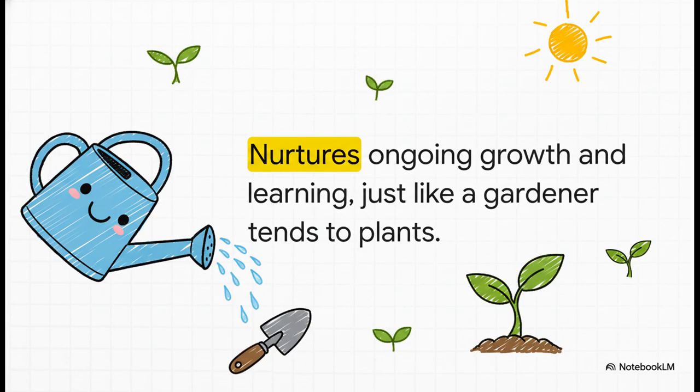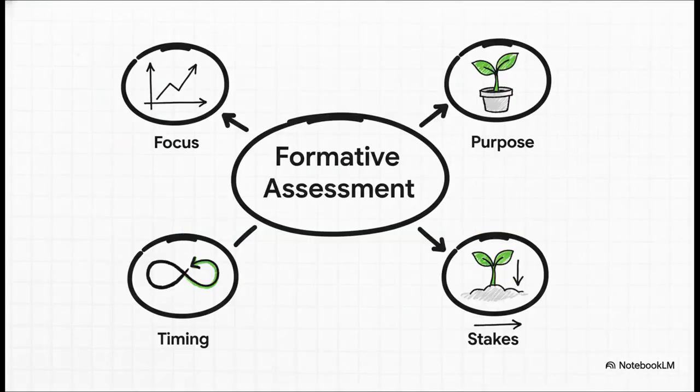Next up in our toolkit, we have the gardener. This is our formative assessment. And just like a gardener tends to their plants to help them grow, this tool is all about nurturing ongoing learning. The key word here for formative assessment is continuous. This is not a one-time event. It's something that's woven into your daily teaching. The goal isn't to judge the final product. It's to actively support the learning process while it's happening. It's about tracking progress, not just the final performance. And that really matters, because seeing that progress is what builds student confidence and motivation.